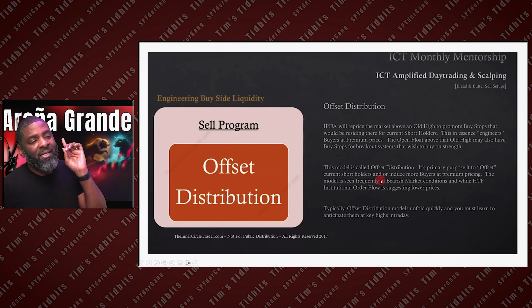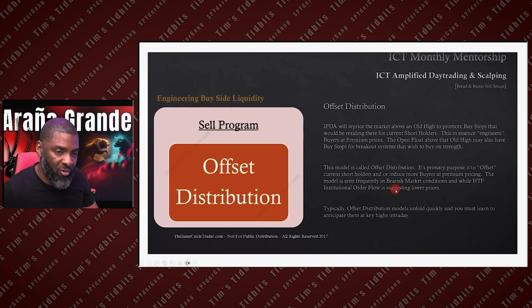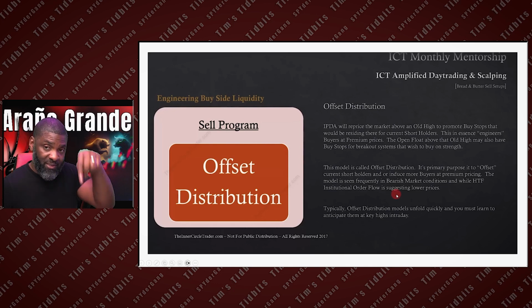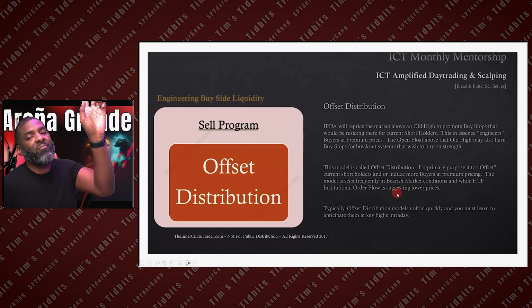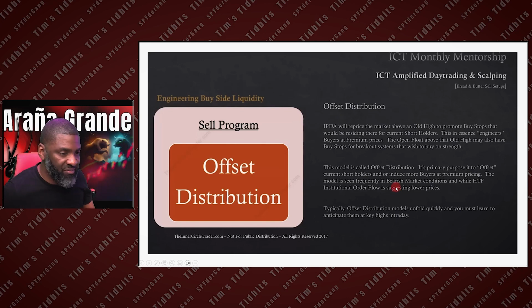Remember, that's the key. In the sell program, it's offset distribution, and in the buy program it's offset accumulation. And in the sell program it's redistribution, and in the buy program it's reaccumulation, right? Its primary purpose is to offset current short holders and/or induce more buyers at premium prices, force them to pay more than they really want to pay. The model is seen frequently in bearish market conditions, and while higher time frame institutional order flow suggests lower prices. So you're anticipating the market to drop, so you want to see it manipulated up and then continue down.